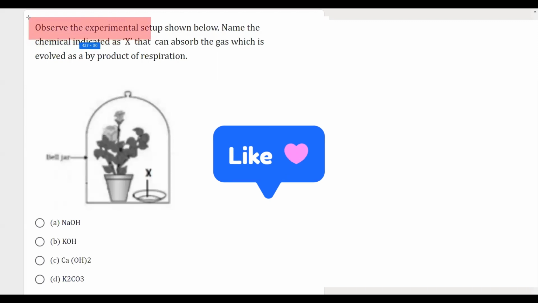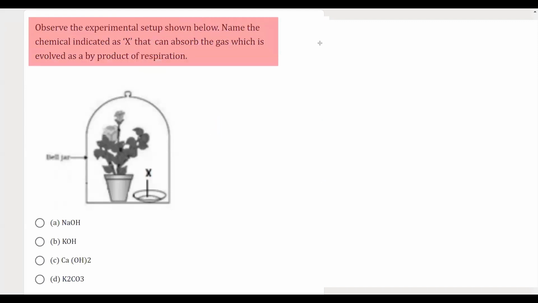In the next question, it says there is an experimental setup, right? As you can see in the diagram, name the chemical used to absorb the gas which is evolved as a product of respiration. Okay, what do we know that during respiration, whether it's taken by plant or by animal, what is produced? Carbon dioxide is produced, right? When we respire, carbon dioxide is produced.